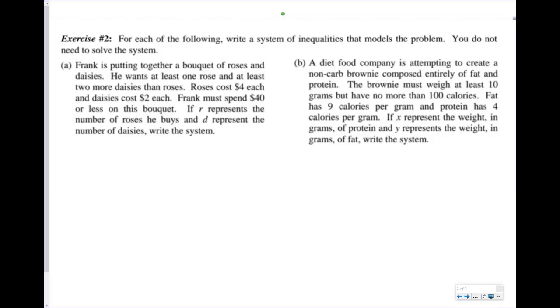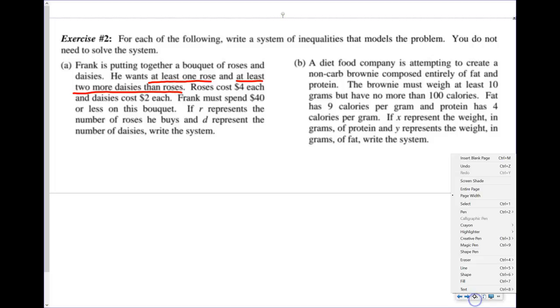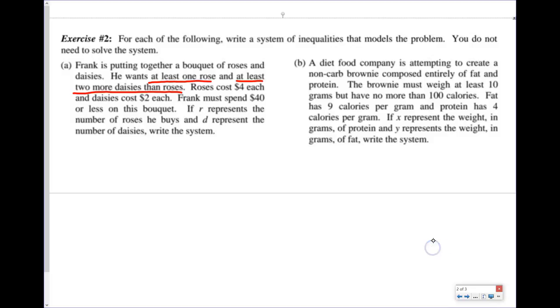Exercise 2, for each of the following, write a system that models the problem. You do not need to solve the system. So, exercise 2, Frank is putting together a bouquet of roses and daisies. He wants at least 1 rose, okay, I'm going to underline that, at least 1 rose and at least 2 more daisies than roses. Roses cost $4 each and daisies cost $2 each. Frank must spend $40 or less on this bouquet. So he has to spend, he can't spend more than $40. He's got to spend less than $40.